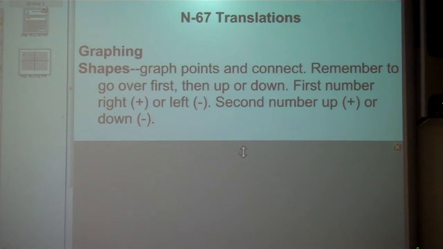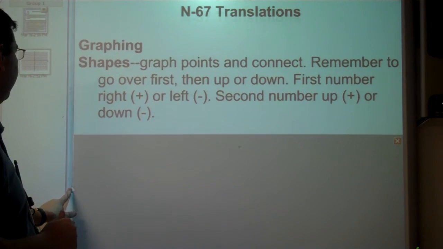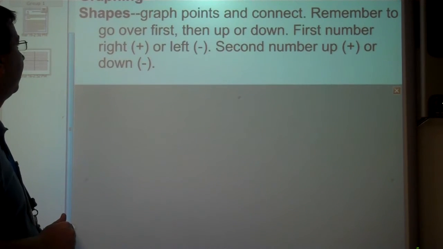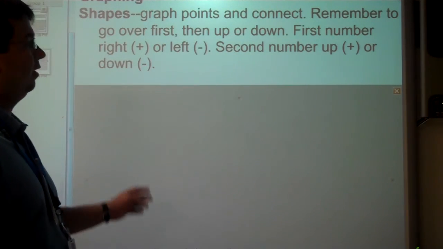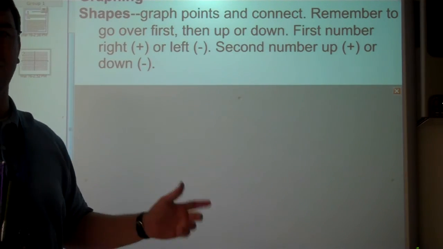So I'm going to give you a second to get this. Graphing shapes. Graph points and connect. Remember to go over first, then go up or down. First number, right if it's positive, left if it's negative. The second number is up if it's positive or down if it's negative. Let's draw that up a little bit. Now, that's basic graphing. You know how to do that.